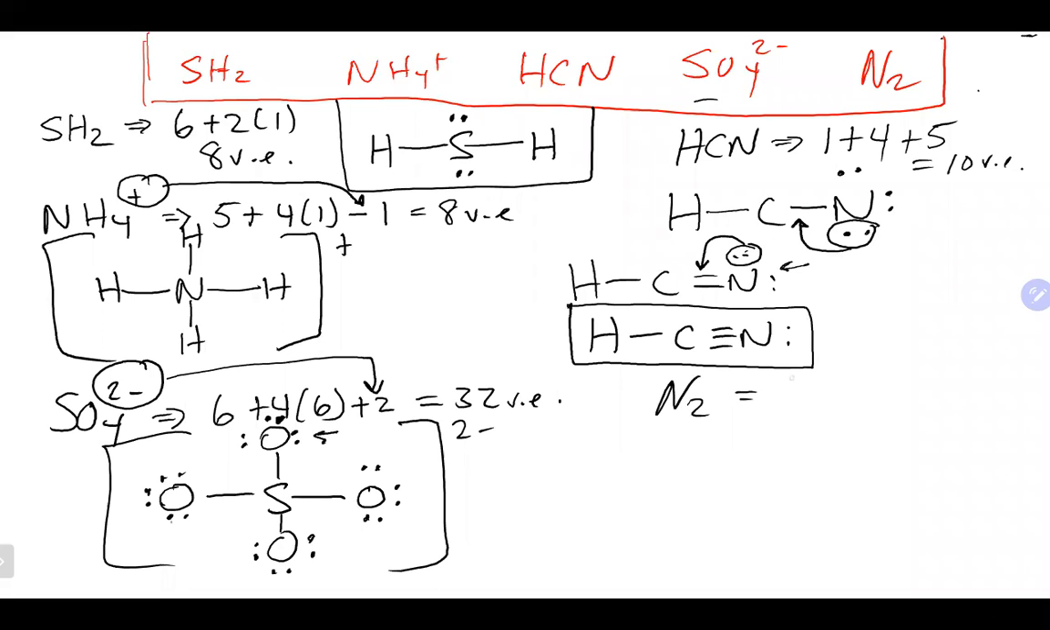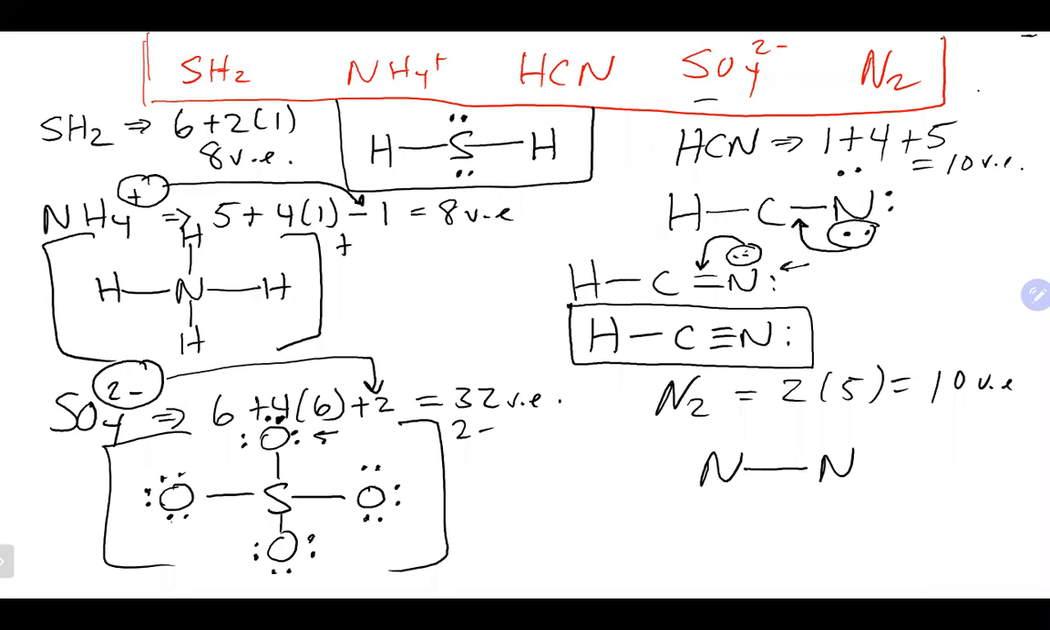N2 is 2 nitrogens, which is 5 each, so 10 valence electrons. In this case, there really is no center atom. There's just 2. It's a diatomic molecule, so normally we just send those guys side by side. We can still follow the exact same procedure, even though there's no center atom. We're going to make a single bond.